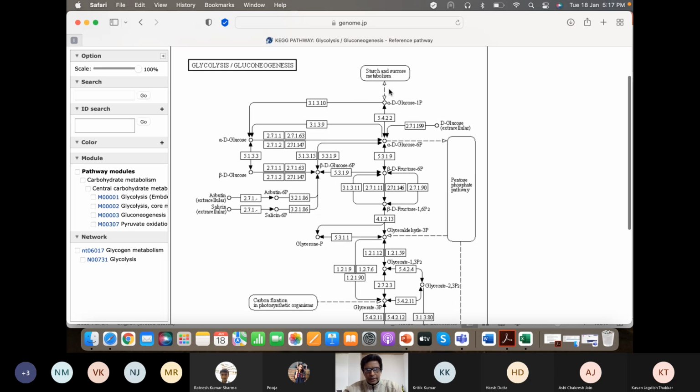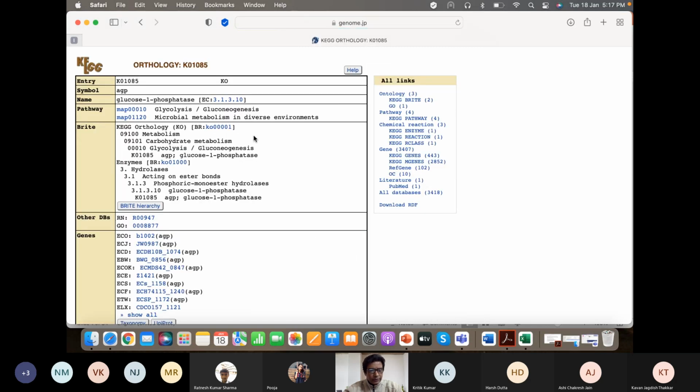And what they're showing you here is that you're getting alpha D glucose 1-phosphate from that source. Okay. Now, if this was to produce alpha D glucose, then there's an enzyme that is involved, and that enzyme is also given in this database. If you just click on it, it takes you to that enzyme. It is glucose 1-phosphatase, and the number is given to you.